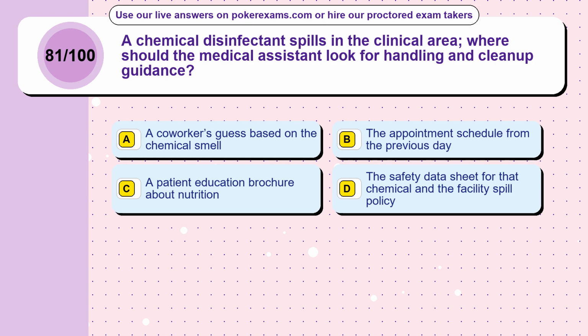Question 81. A chemical disinfectant spills in the clinical area. Where should the medical assistant look for handling and cleanup guidance? Option A. A coworker's guess based on the chemical smell. Option B. The appointment schedule from the previous day. Option C. A patient education brochure about nutrition. Option D. The safety data sheet for that chemical and the facility spill policy.